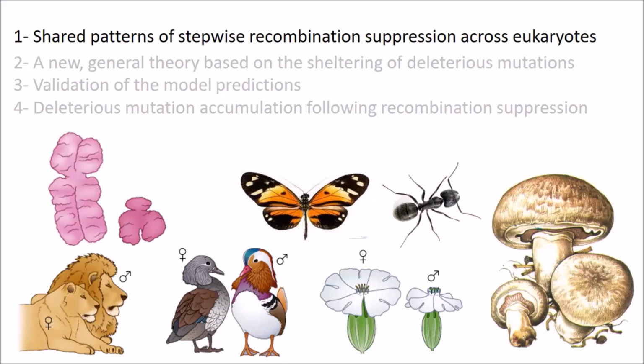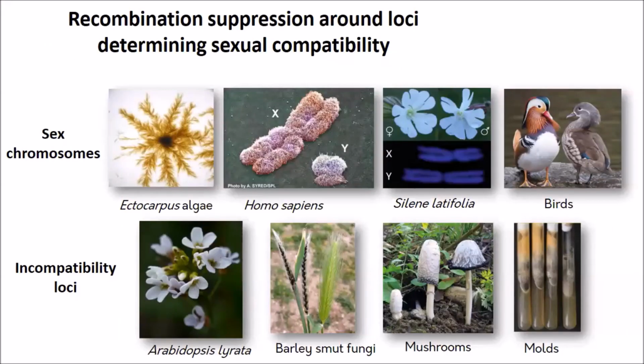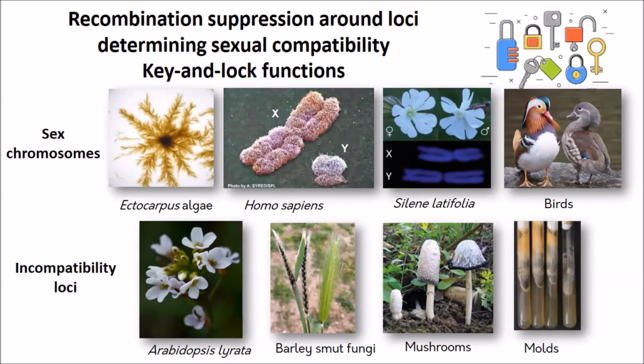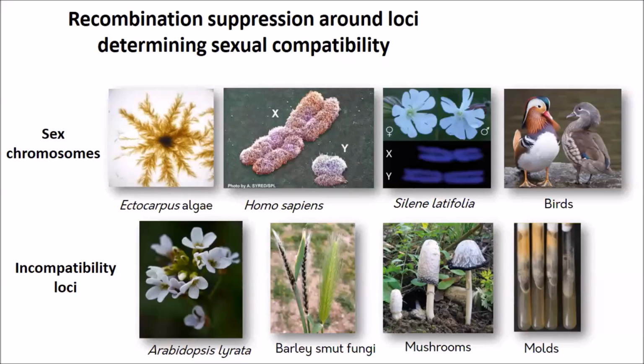So first, about the shared pattern of stepwise extension of recombination suppression. As you probably all know, there is often restriction as for mating across eukaryotes. So not all gametes are compatible with all other gametes. There are specific loci in the genome controlling mating compatibility. And these loci often show recombination suppression, and that's true on sex chromosomes, but also incompatibility loci, like self-incompatibility loci in plants, but also the mating type loci in fungi.